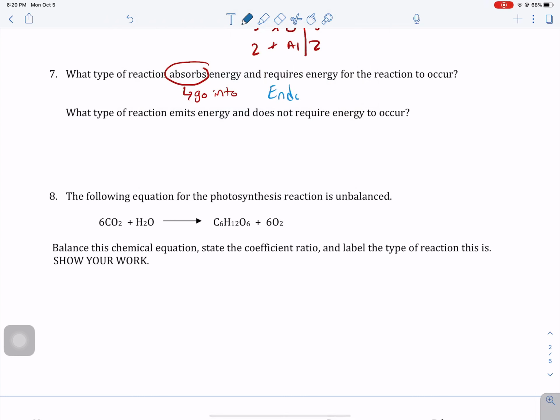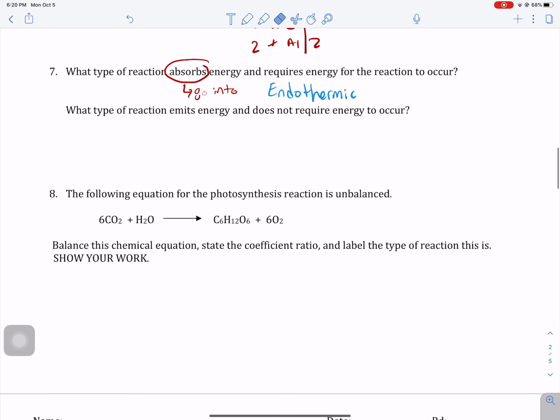So this is endothermic. Going to rewrite this too. Okay, so this is endothermic. So the heat is lost. You're not going to feel it, so it's going to be cold.